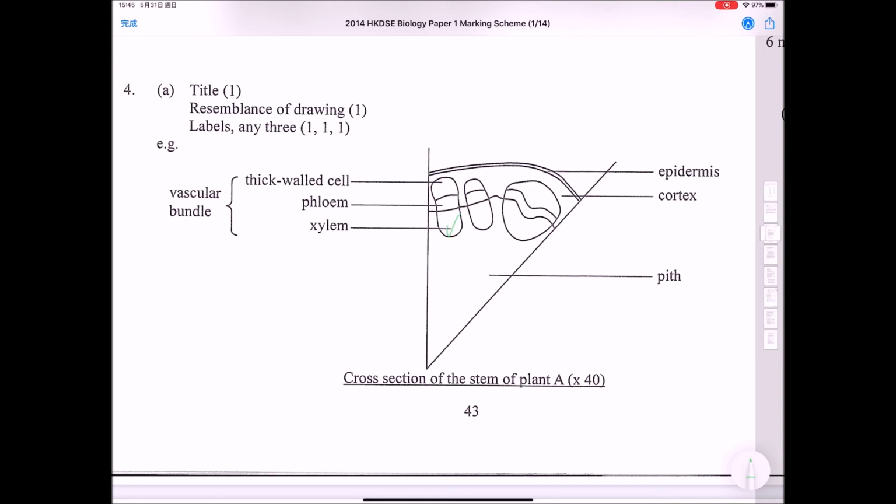We have the xylem vessel here, and then we also have the phloem vessel here. And then for the outer part, okay, that's the thick wall cell. So collectively, they are called the vascular bundle. For this part, you can see that in the diagram here, we have the xylem vessel, phloem vessel, and the thick wall cell. And then we can use this diagram to refer to the diagram in our MC questions.